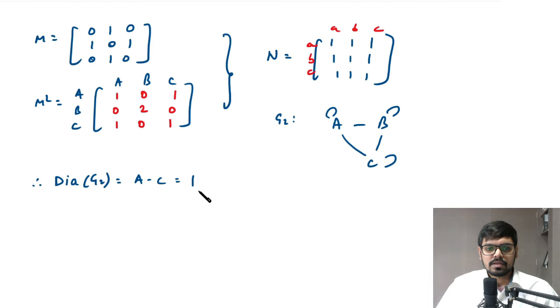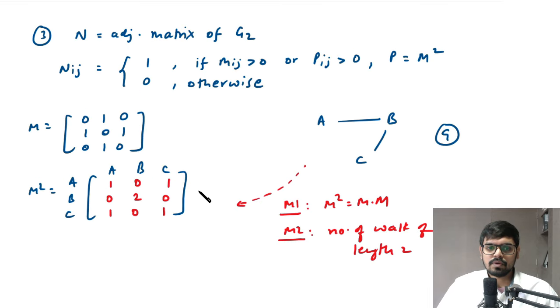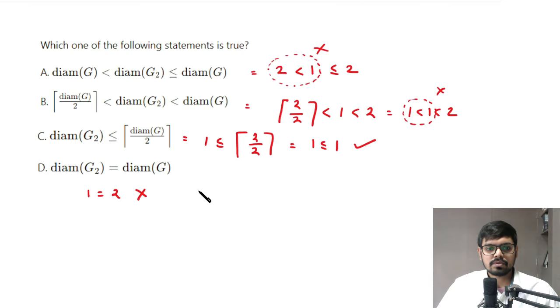Okay, so since we now have the diameter of G2 and the diameter of G, we can use the options and do option elimination. Diameter of G was 2, diameter of G2 was 1. Can I say 2 is less than 1? Obviously no, so straight away wrong. Here, ceiling function of 2 by 2 is 1. 1 is less than 1? No, 1 is not less than 1.